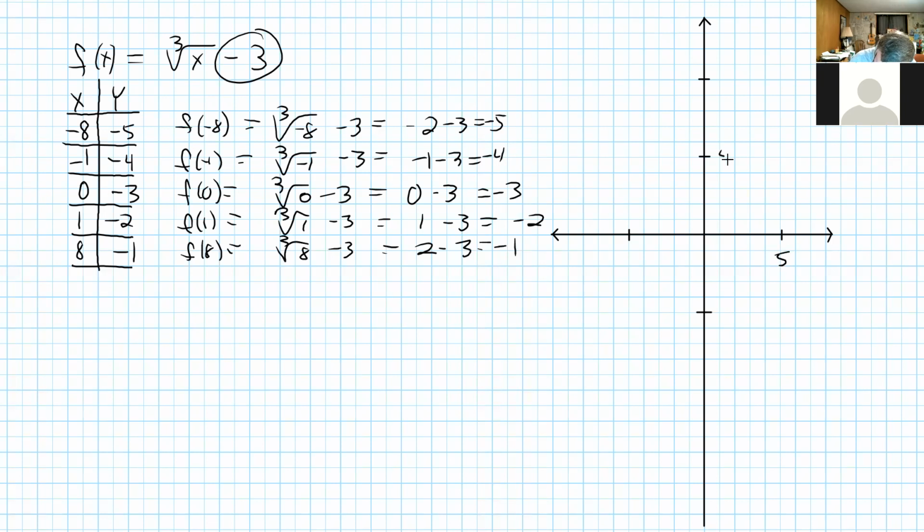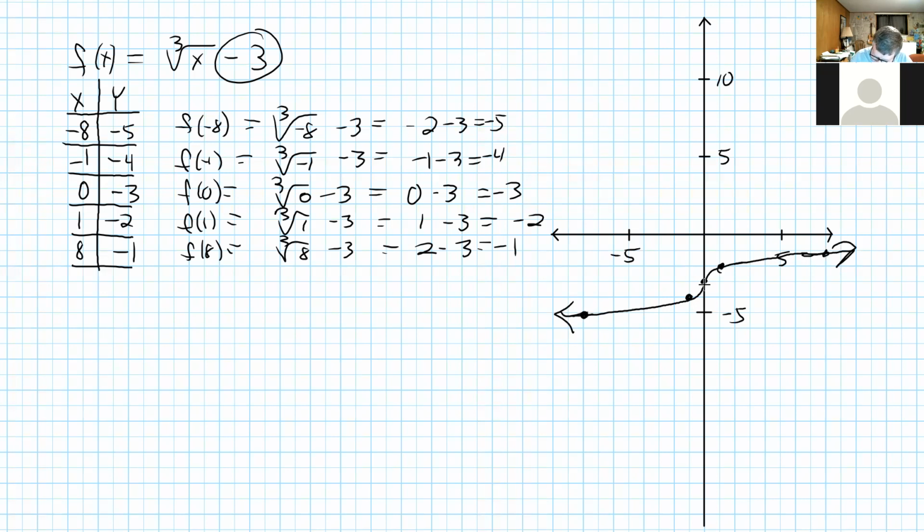Okay, let's go over here and put a scale on our graph. So negative 8, negative 5 would be here. Negative 1, negative 4 is there. 0, negative 3, 1, negative 2, and 8, negative 1. And so our graph is going to look like that, okay?